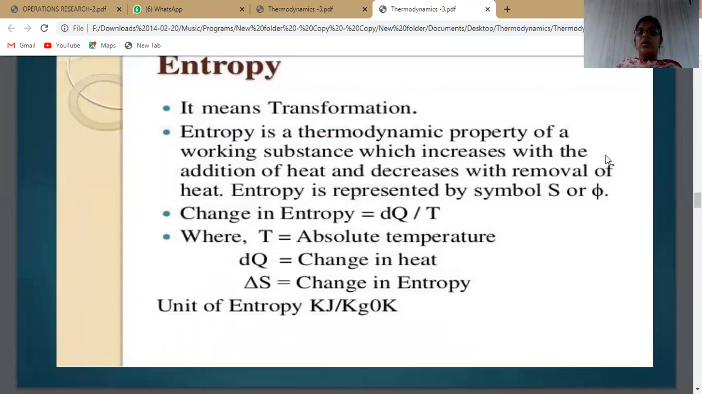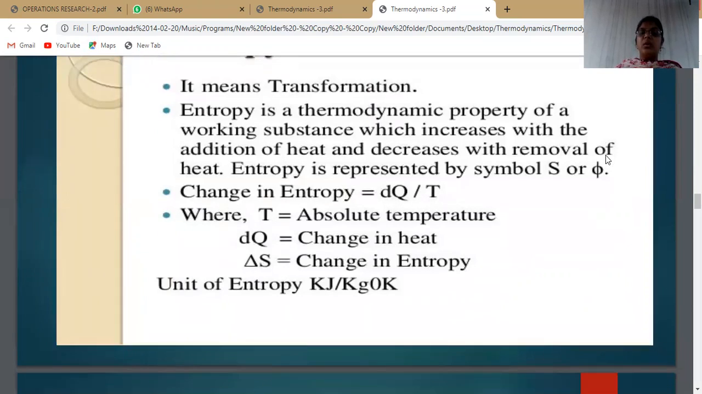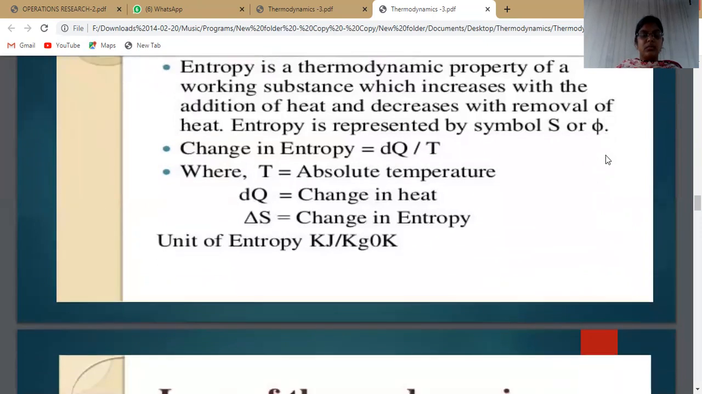Change in entropy: delta S equals dQ by T. T is the absolute temperature, dQ is the change in heat, and delta S is the change in entropy. The unit of entropy is kilojoule per kg Kelvin.